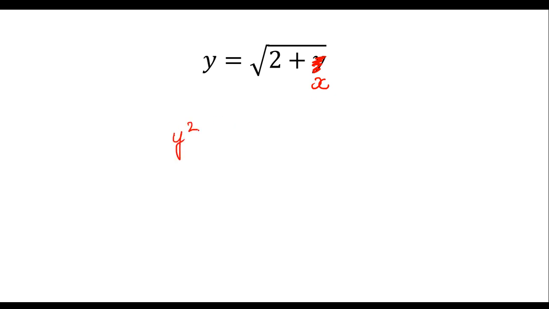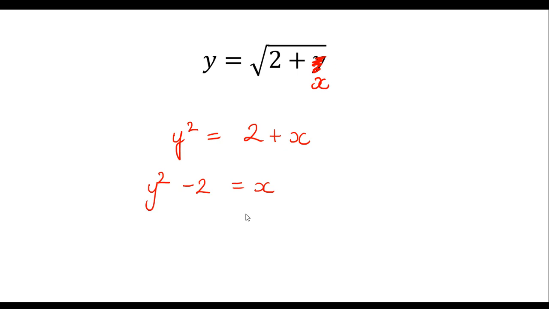So I get y squared. And if I square this square root, I'm just left with the 2 plus x because I squared it. Now I don't want 2 plus x, I just want x. I'm going to subtract 2 from both sides. So y squared take away 2 equals x. So I've made x the subject for that one. So we've looked at brackets, powers, and roots.